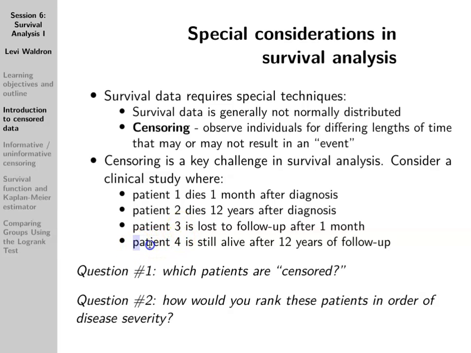And then finally, patient 4, well, at least it does seem clear that patient 4, who is still alive after 12 years of follow-up, has a less severe disease than patient 1, and probably a less severe disease than patient 2 because they are still alive after 12 years of follow-up. But again, we can't really say in a comparison with patient 3 because we actually have very little information about patient 3.